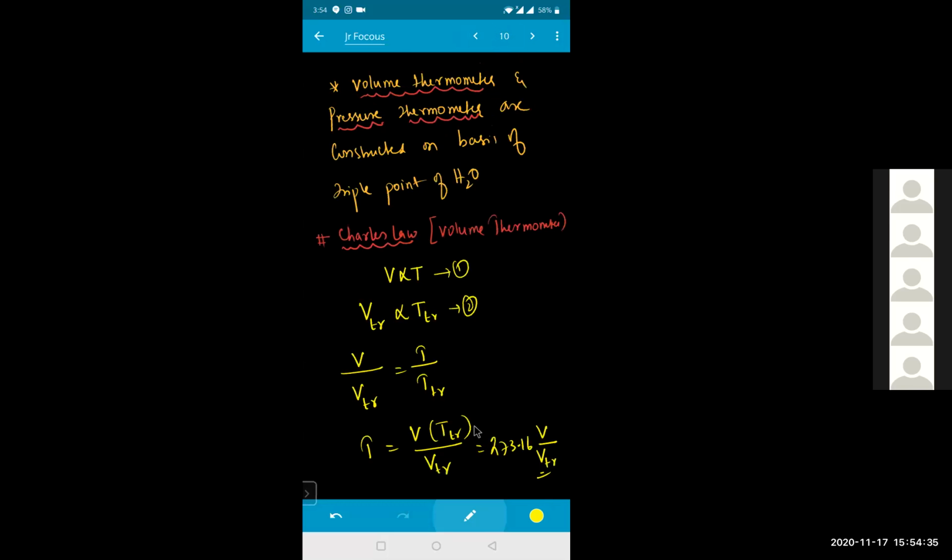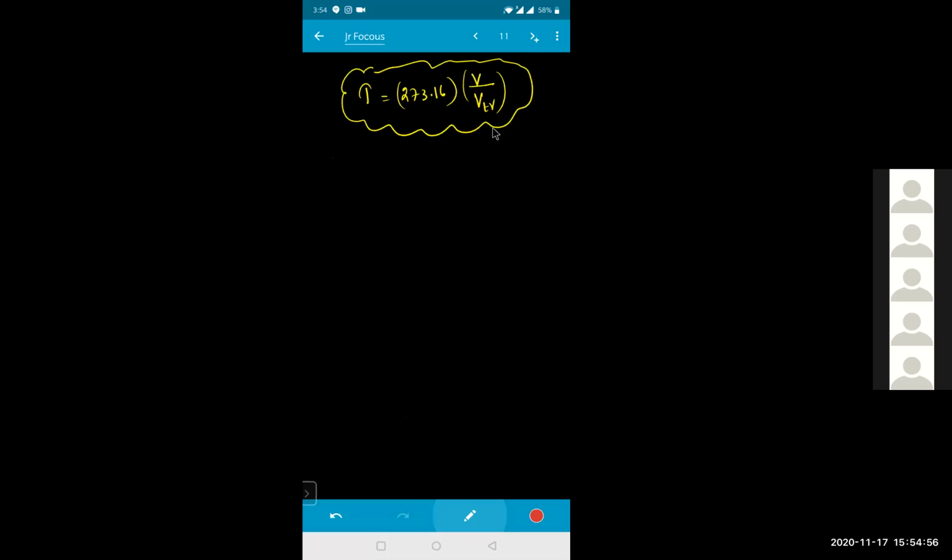What formula will we use for the volume gas thermometer, beta? V by V of the triple point is equal to T by temperature of the triple point. If I simplify the values in the given condition, the temperature of the triple point is already known to me: 273.16, isn't it? So putting in this value, we get 273.16 into V by V triple point. So this is your relation.